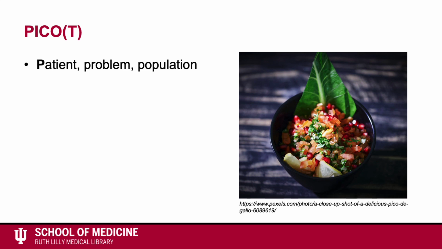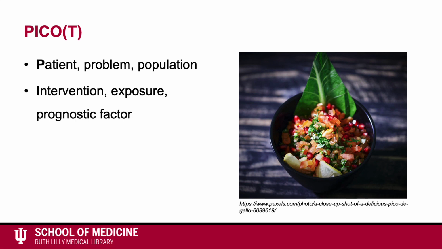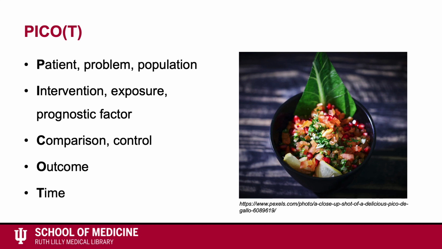The P stands for the patient, the problem, or population. The I is the intervention, an exposure, or a prognostic factor depending on the type of question you're asking. The C is the control, or what you're comparing the intervention to. The O is the outcome that you think the intervention might impact. And T stands for time. We put this in parentheses because it's not always relevant to your question.